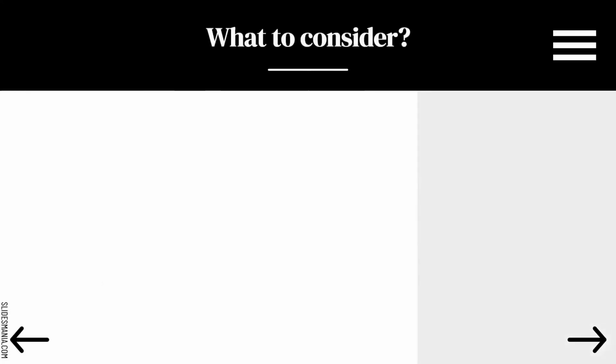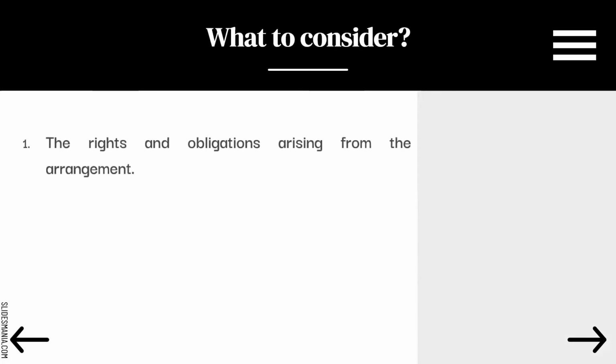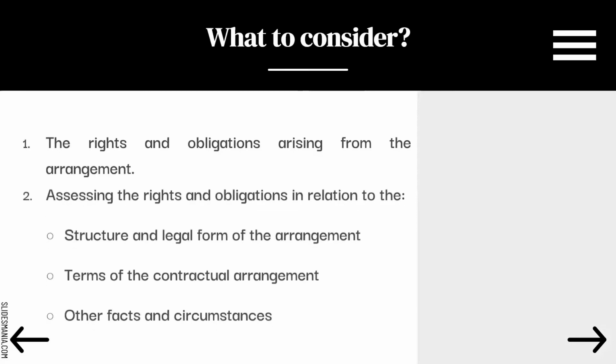So what to consider? Ano nga ba ang mga dapat mo i-consider para malaman mo kung yung joint arrangement is a joint operation or joint venture? So number 1, the rights and obligations arising from the arrangements. Number 2, assessing the rights and obligations in relation to the structure and legal form of the arrangement, terms of the contractual arrangement, and other facts and circumstances. Kasi maaring pumasok siya as joint venture, pero along the way parang ma-analyze mo na, teka, parang joint operation to.